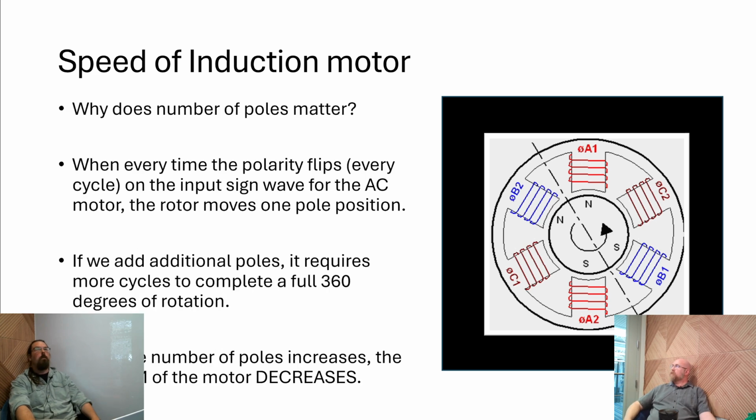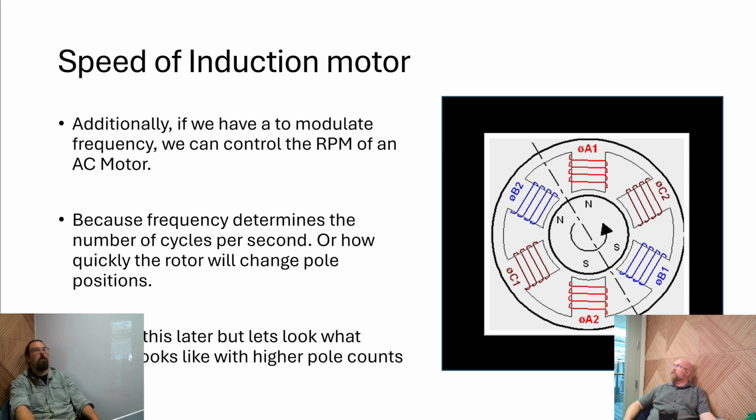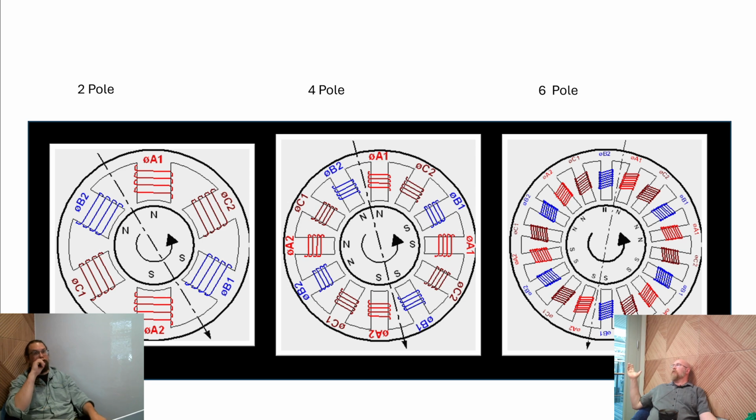And just like Jason was saying, the angular position of these poles is what ultimately drives how much the rotor is going to spin per cycle of our frequency input, or AC sine wave. So here's where we can really see the difference. You've got your 2-pole motor over there, so it's 2 poles per phase. And then our 4-pole, we're cramming twice as many windings in there.